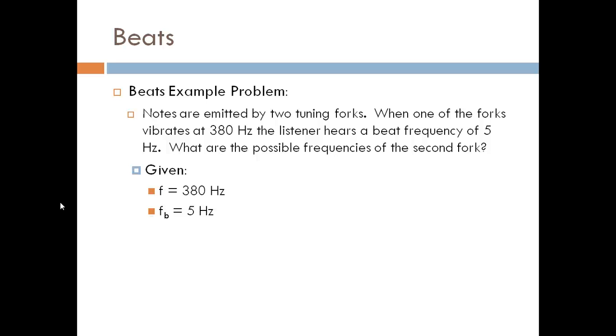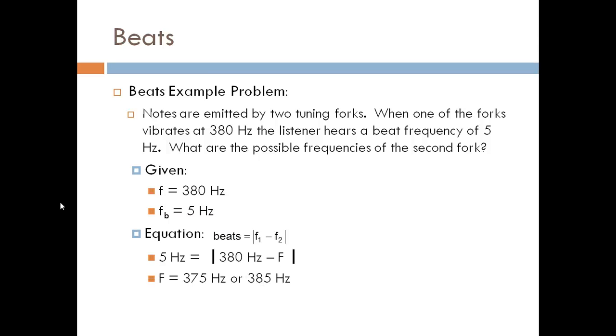But here's how the numbers would work out. So there's my original frequency and the beat frequency, there's my nice equation, and then I know either one of those could be the other tuning fork. There will be times where they'll give you a problem and they'll give you a hint as to which of those two they want you to use for the answer.